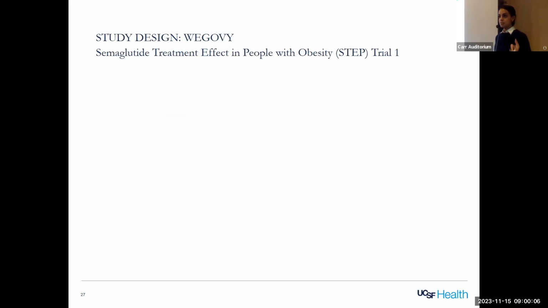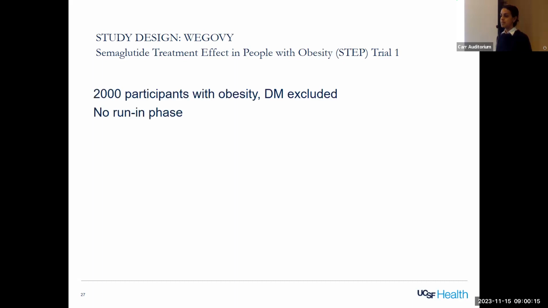So the seminal studies for Wegovy use in obesity are called the STEP studies. So the STEP trial was looking at use of semaglutide in people with obesity. There were 2,000 participants enrolled. They needed to have a BMI greater than or equal to 30, and diabetes was an exclusion factor. There was no run-in phase. So what does that mean? Historically, for trials for medications for weight loss, patients had to lose 5% of their body weight through lifestyle change before being randomized to drug or placebo.